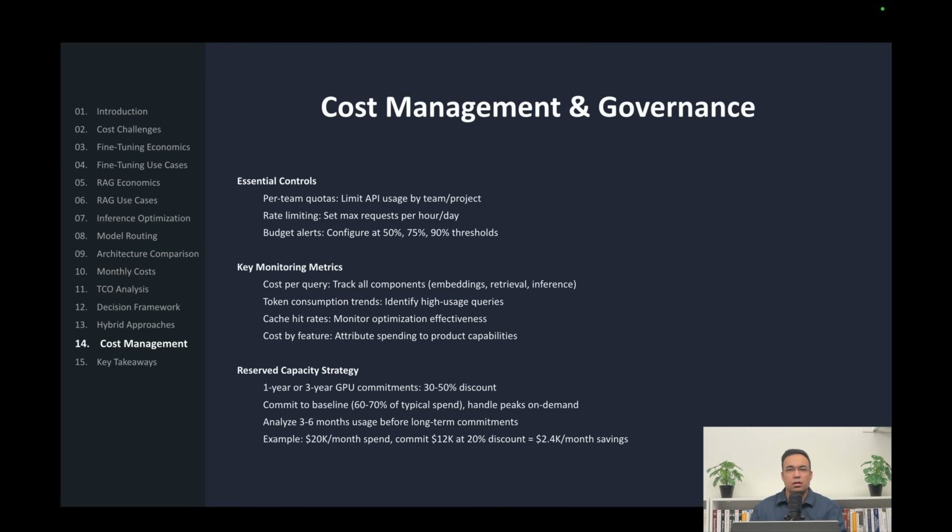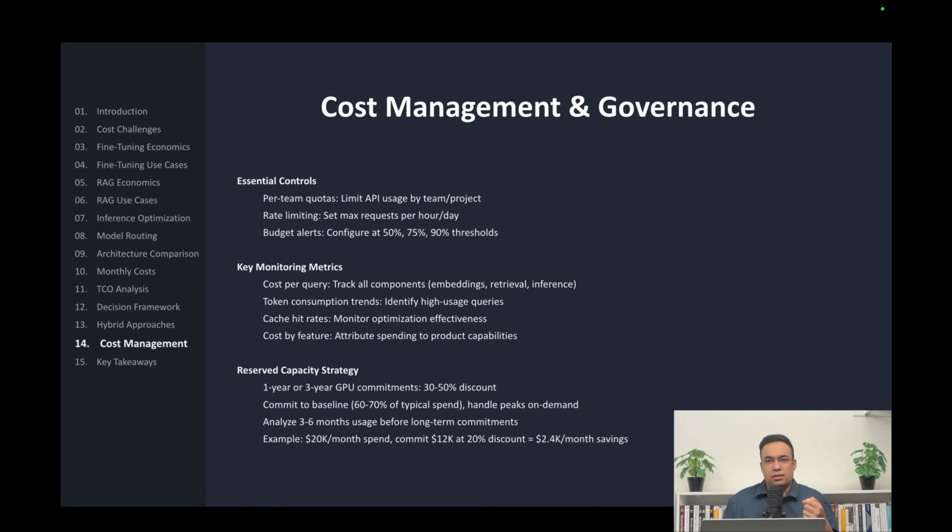So, for example, a company, let's say with $20,000 per month LLM API spend, commits to $12,000 per month, which is roughly 60% of their typical usage, at a 20% discount. This saves them $2,400 per month or about $29,000 per year. The remaining $8,000 of variable usage is handled by on-demand for flexibility when they do have spikes. The strategic principle here is that you cannot manage what you don't measure. Implement comprehensive monitoring from day one, even if your costs are small, so you have the data to make decisions as you scale.